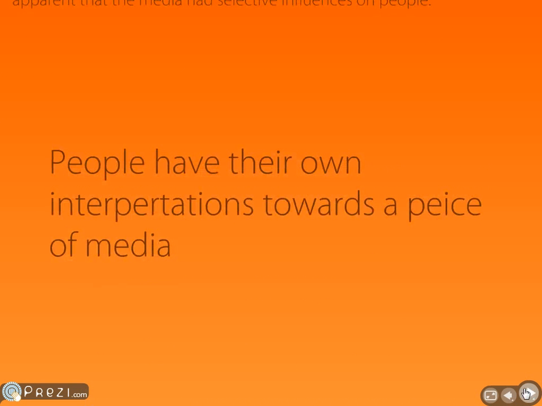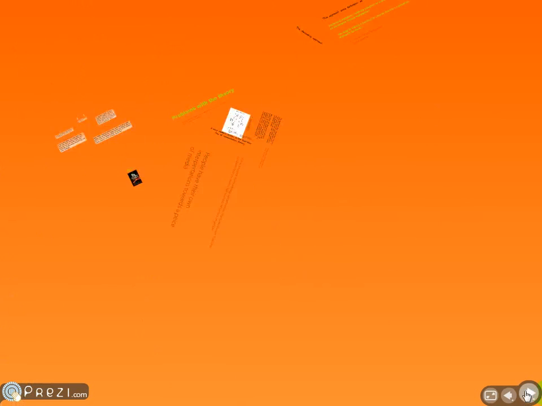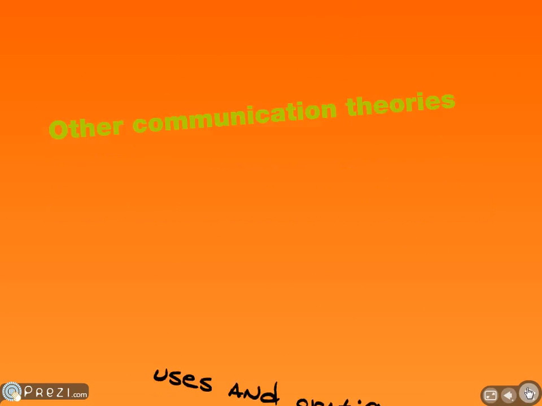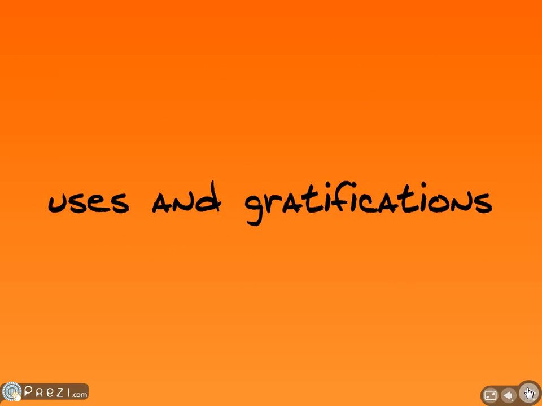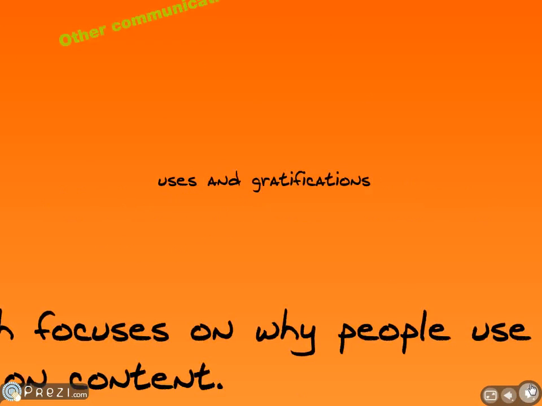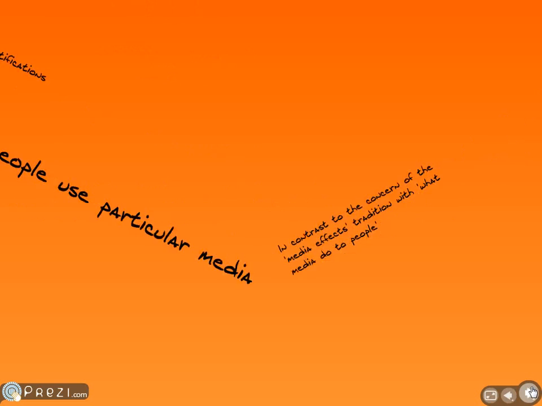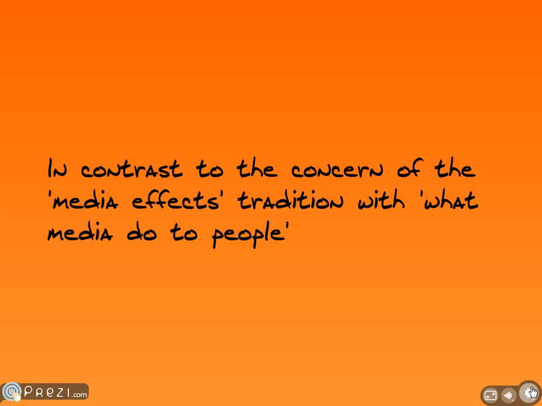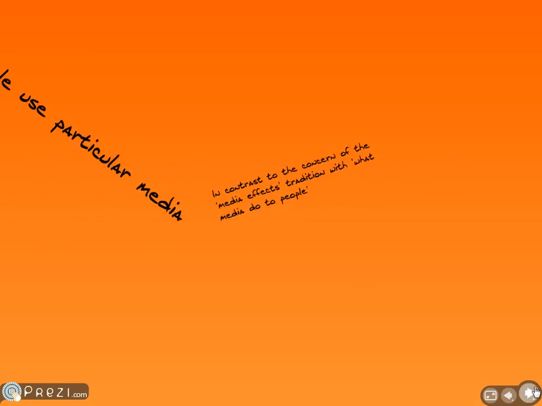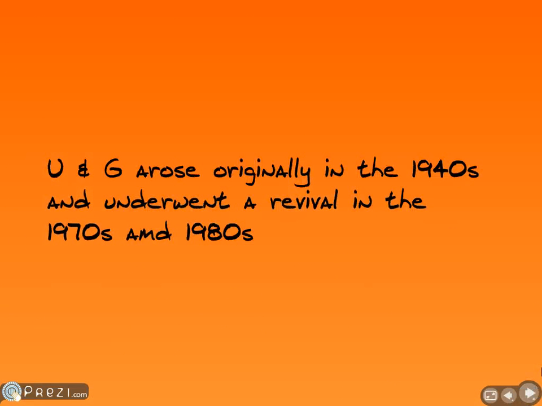People have their own interpretations towards a piece of media. Right, so we've got other communication theories. Uses and gratification. This approach focuses on why people use particular media rather than on the context or the content, in contrast to the concern of the media effects tradition with what media do to people. Right, so instead of focusing on what effects media have on people, it focuses on why people engage in the particular media, what use they're making of it.